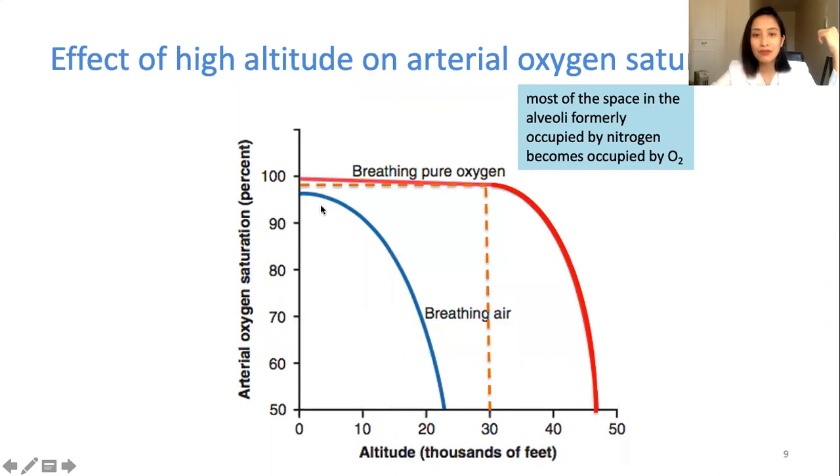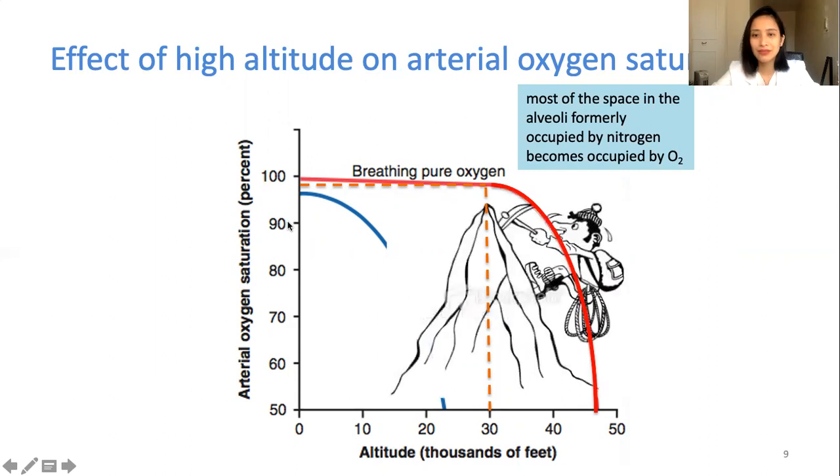So if you are breathing pure oxygen here, most of the space in the alveoli becomes occupied by O2. The nitrogen is displaced by the pure oxygen. So that's why at 30,000 feet, your oxygen saturation will be at about 99%. So you can still reach the top of Mount Everest, as long as you're breathing pure oxygen.